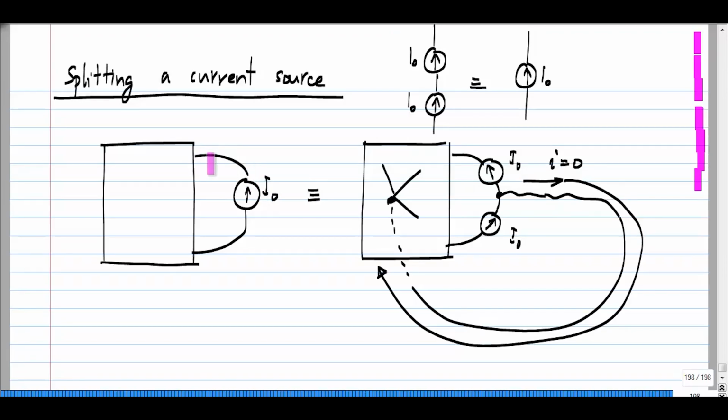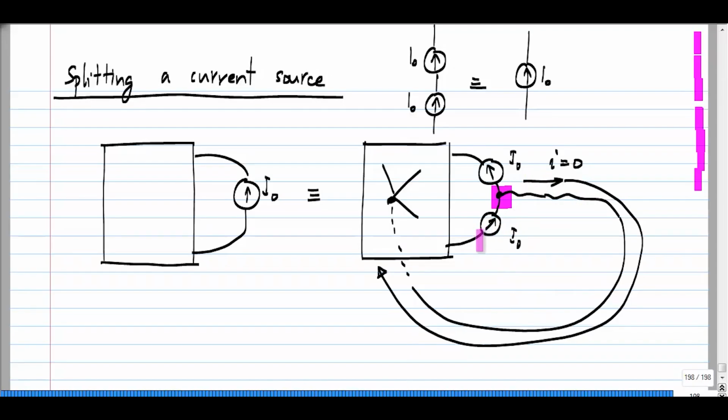So, to summarize, if I have an ideal current source in a circuit, I can think of it as two ideal current sources of identical values in series, and the midpoint can be connected to any node in the circuit because that carries 0 current. These two currents are exactly equal to each other. So, it has to carry 0 current. So, it will not disturb any of the other nodes in the circuit.